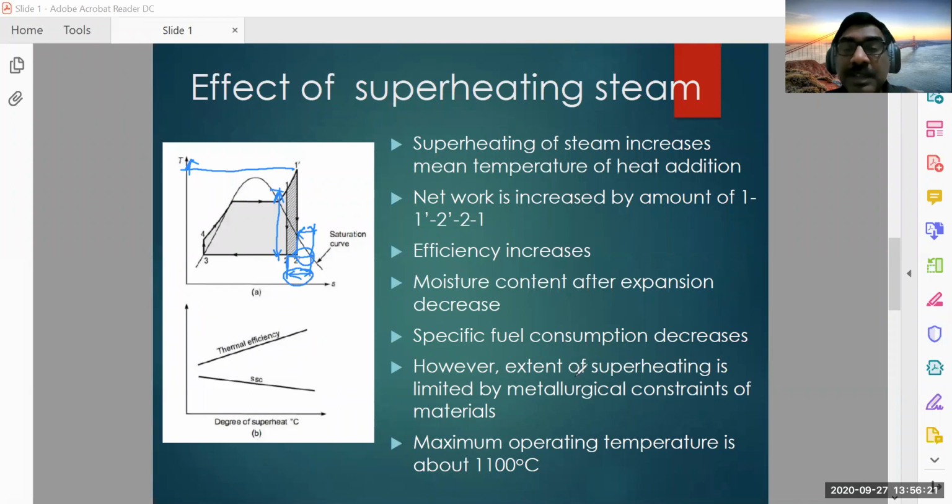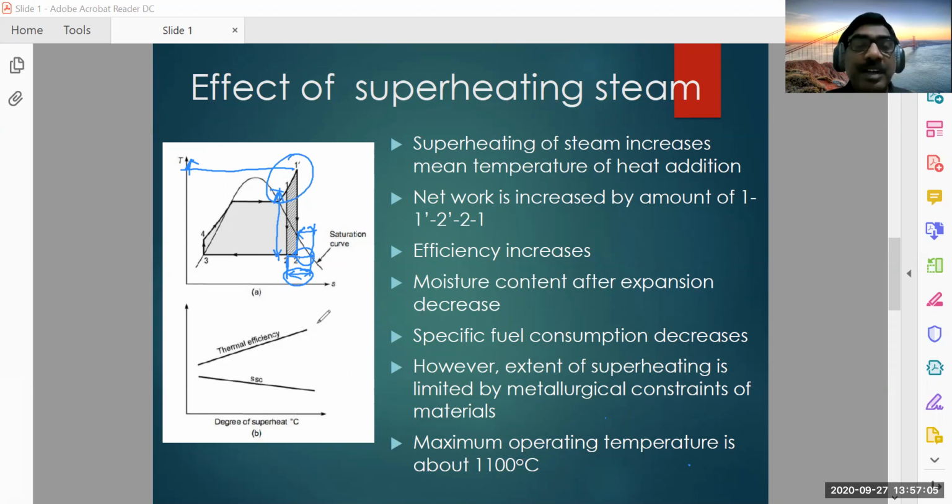So here, the extent of superheating is limited by the metallurgical constraints of the material. What does it mean? If you add more heat, the material will get damaged because of the high temperature and because of metallurgical reasons. So again, you cannot add as much heat as you want. There is some limitation. The maximum operating temperature would be around 1100 degrees centigrade. By keeping this in mind, we have to increase the temperature till that point, and till that point only you can add the extra superheat.